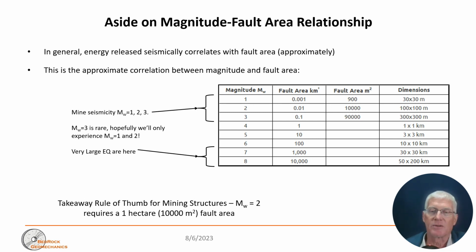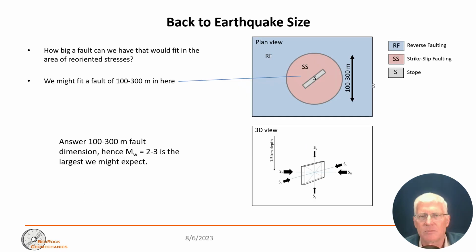It's certainly bigger than a 5 by 5 meter decline, or an ore drive that's also typically something like 5 by 5 meters. So the only other thing to say here is, we hope that we're only going to experience magnitude 1 and 2 in our lifetimes. I think magnitude 3 is rare, and I'll talk a little bit about why I say that.